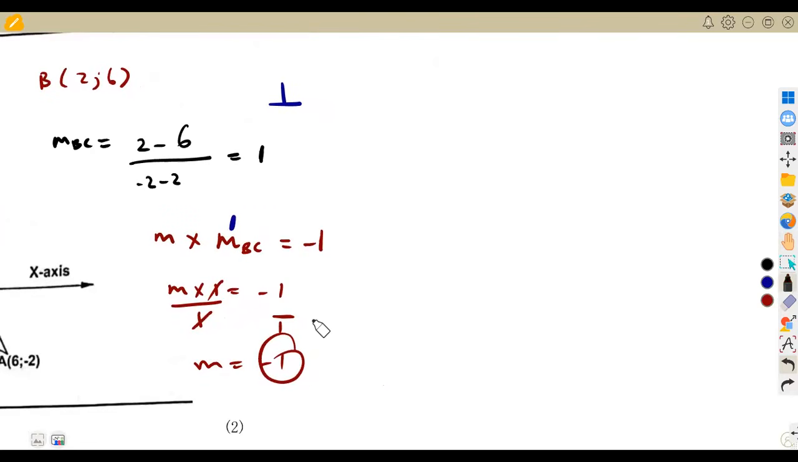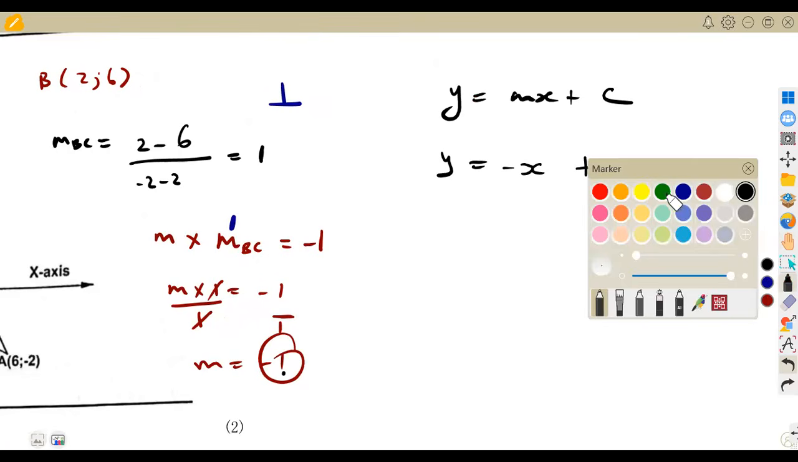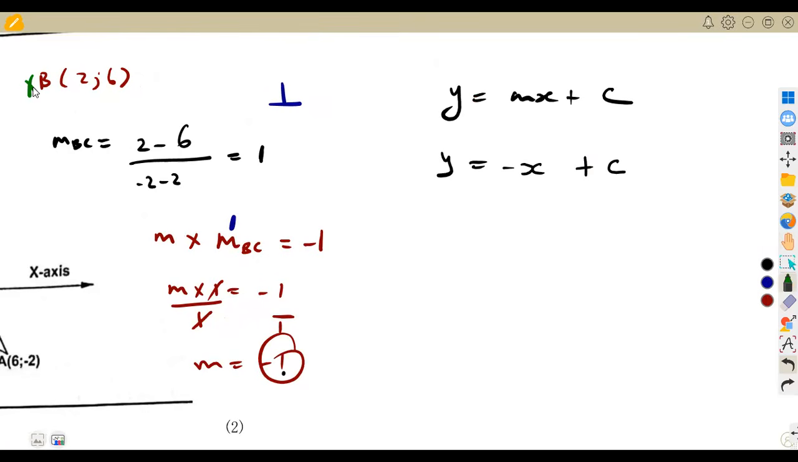So if the gradient is -1, the equation is going to be y = mx + c, y = -x + c. So you're going to substitute the point that we are given because it passes through B, and B is given as 2, 6, the value of y there being 6. So 6 = -1 times 2, which is -2, plus c. You can transpose the -2 to the other side, it becomes positive. So 6 plus 2 is equal to c, 8 = c.